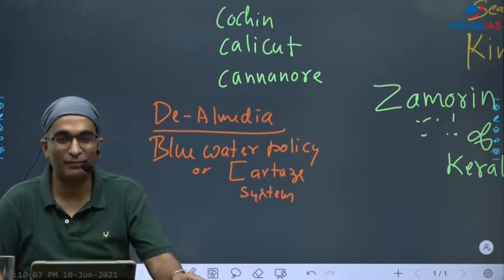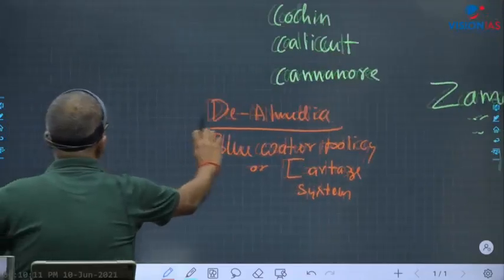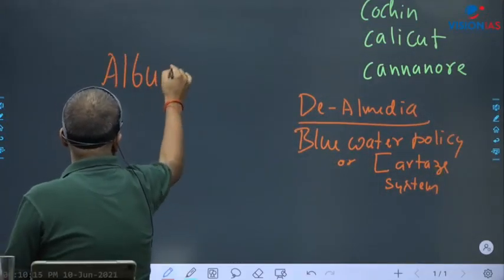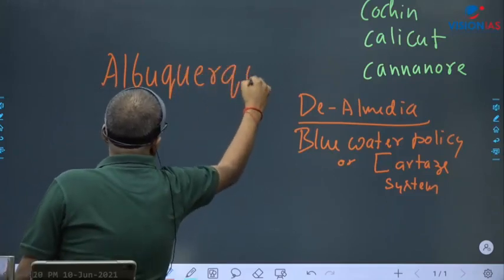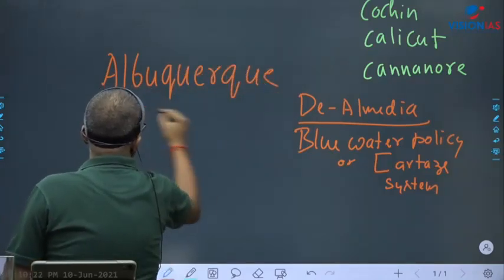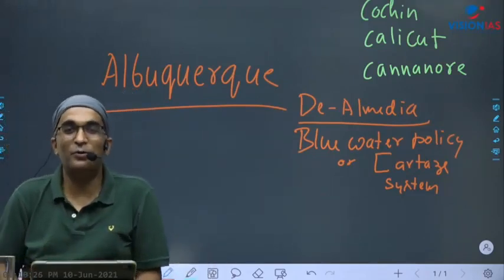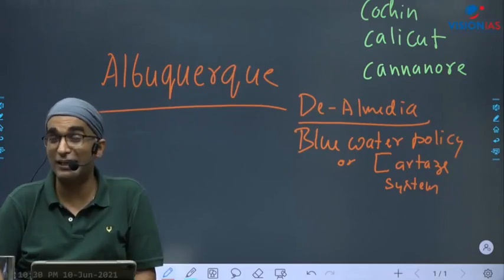So, Albuquerque. First I need to write the spelling of his name. Albuquerque. It's such a difficult name. I feel like the spelling is much more difficult than Shakespeare. You all must have had some kind of experience of writing the right spelling of Shakespeare.